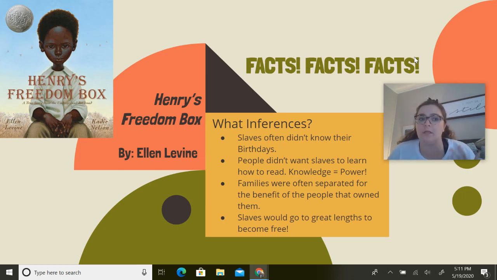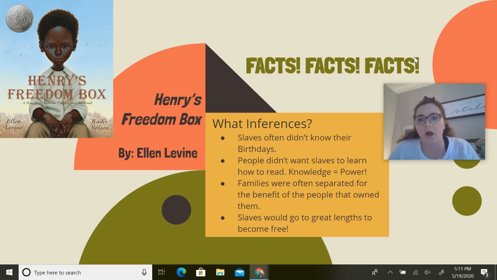And so ultimately, in Henry's Freedom Box, you'll remember that his owner's wife was teaching him the alphabet and the sounds of the letters. And even though she stopped doing that, this is what ultimately gave him the knowledge and the power to say, hey, I need more than this, and I want more than this.